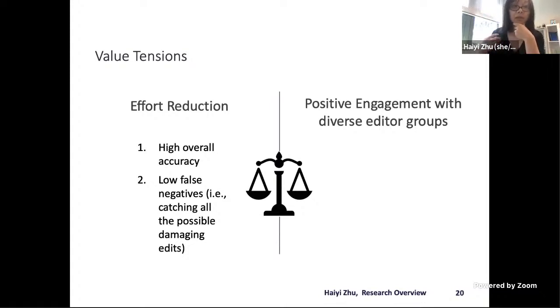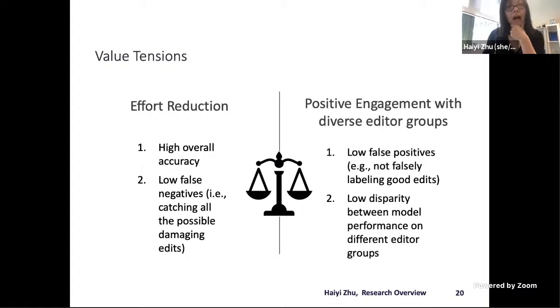And also we might want to have low false negatives, which means that we want to catch all the possible damaging edits. However, on the other hand, if we want to have positive engagement with diverse editor groups, the first thing we need to do is probably have a low false positive, which means that we don't want to falsely label any good edits. And also we want to have low disparity between model performance on different editor groups, for example, anonymous editors, newcomer editors, and experienced editor groups. And actually right now the ORES model has huge disparity between different editor groups.